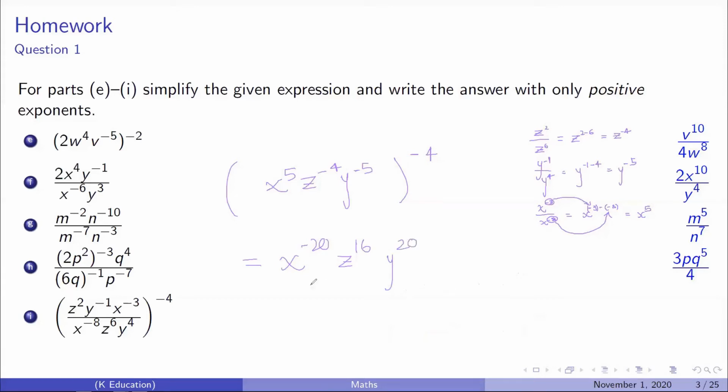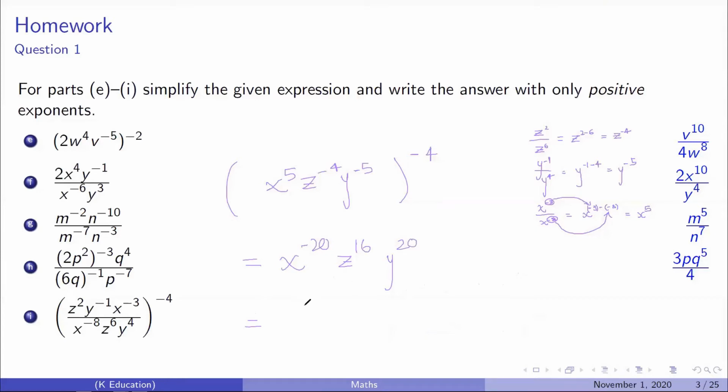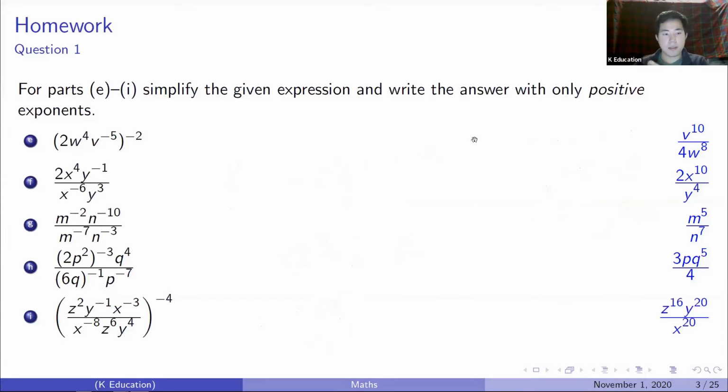And if I want only positive exponents, what do I do? I don't want the minus. You leave the z at the top, and you just move x and y to the bottom. So x to the 20. Yep, that's absolutely it. So there's your final answer. These are probably the harder parts of GCSE in terms of indices, the harder questions you would get purely on indices.